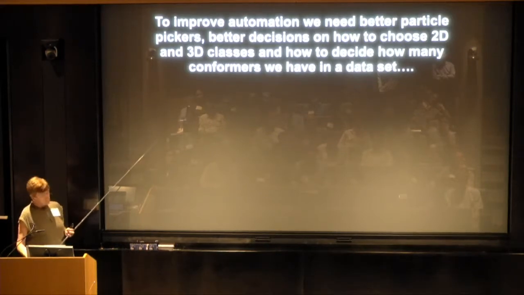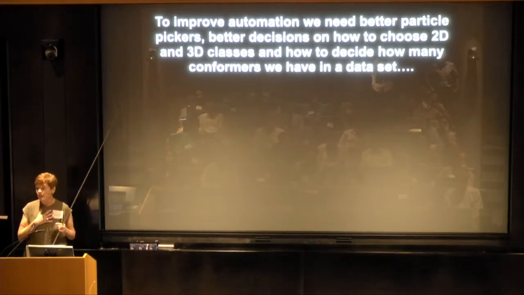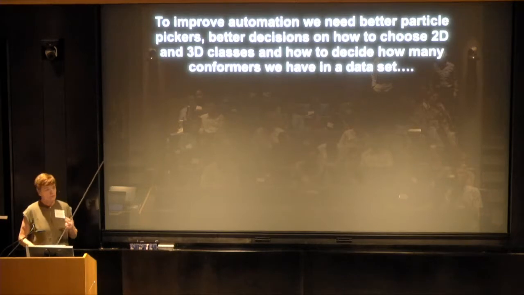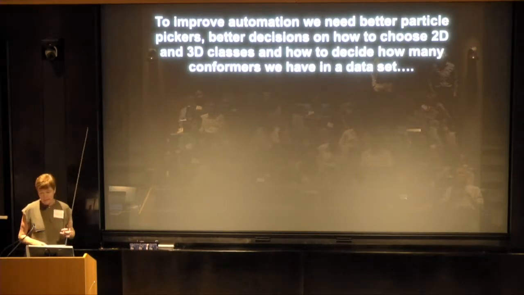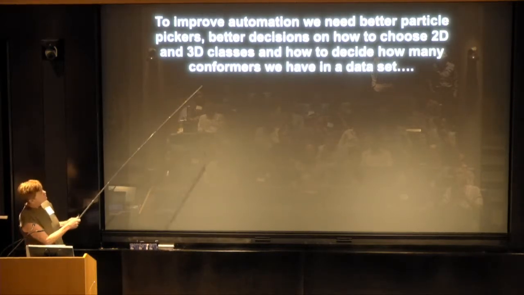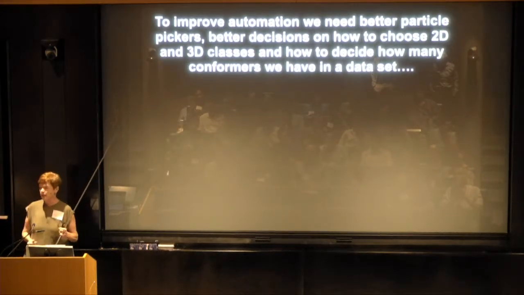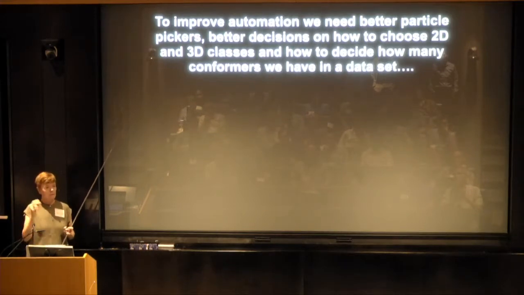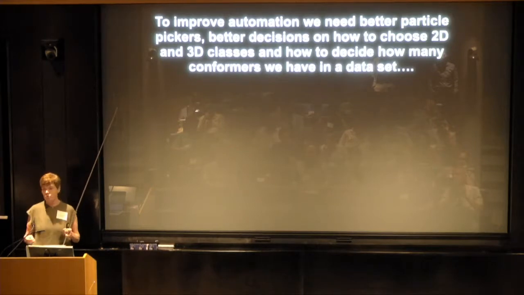Okay, so that's all the kinds of things we care about, very broad brushstrokes. I don't understand some of the algorithms, but I know what I want. So just a few things that we'd like, though. We want to improve automation, so we want to be able to pick particles much better. We want to be able to decide which are the good 2D class averages, which are the good 2D maps with some more help.